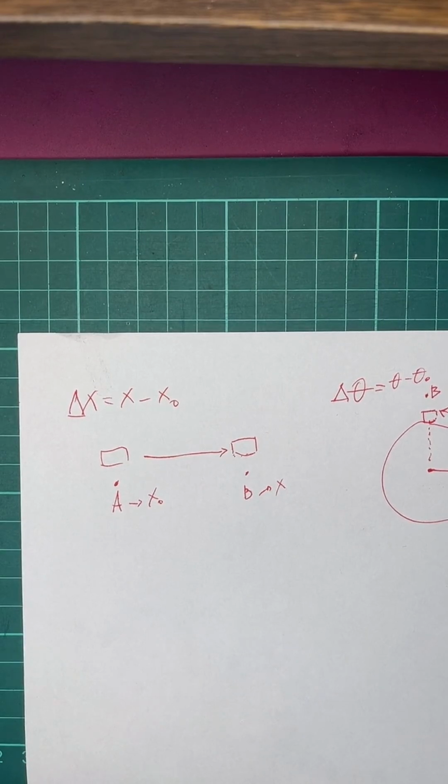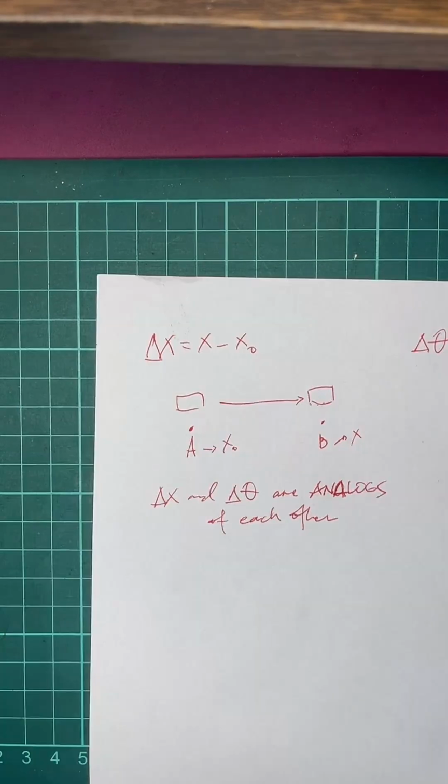They are what we call analogs of each other. When we say analog, it means that they are the equivalent of each other. Delta theta is the equivalent of delta x if we would try to describe the linear displacement of an object moving in a circle.